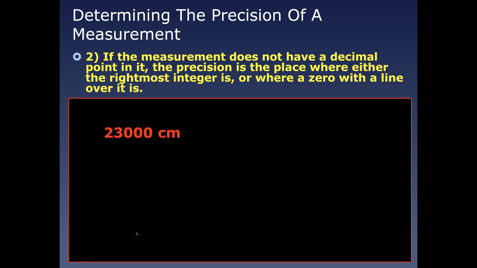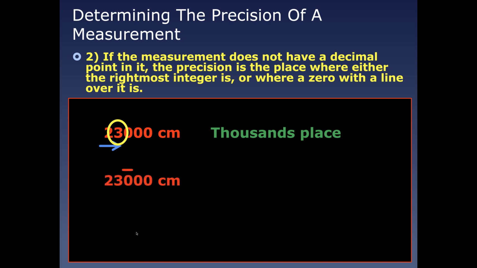So, for example, 23,000 centimeters, we run out of integers at the thousands place. So this measurement was made to the nearest thousand. But what if we want to show that the measurement was made to the nearest hundred? Well, we put a line over the zero in that hundreds place.